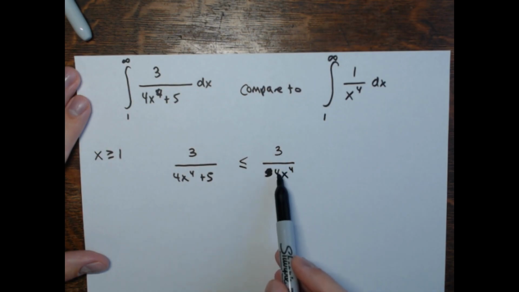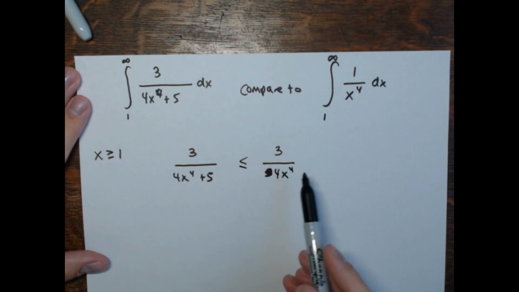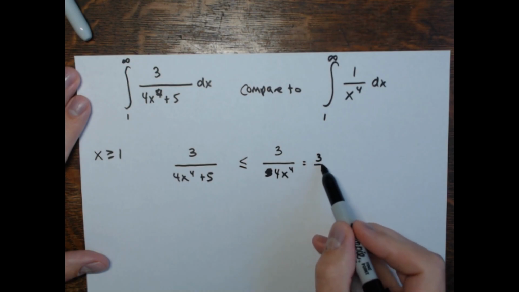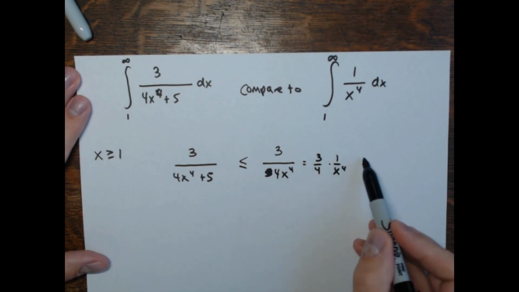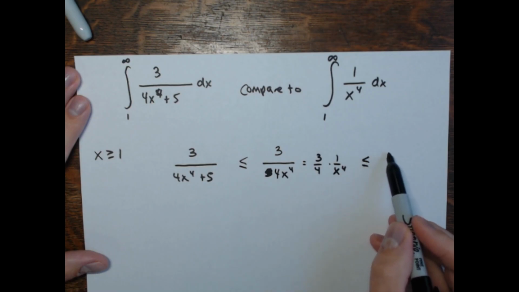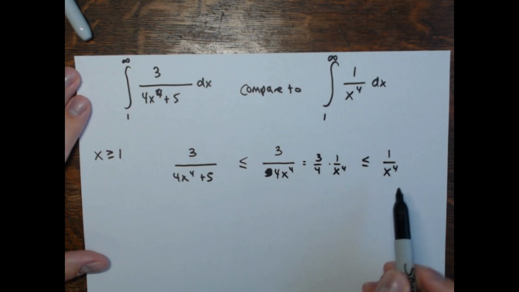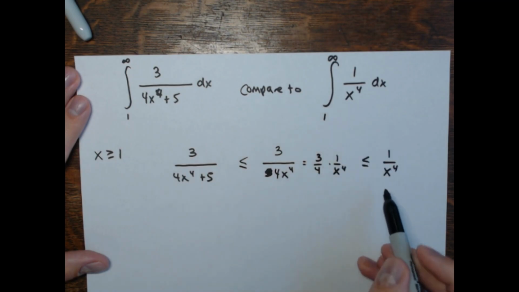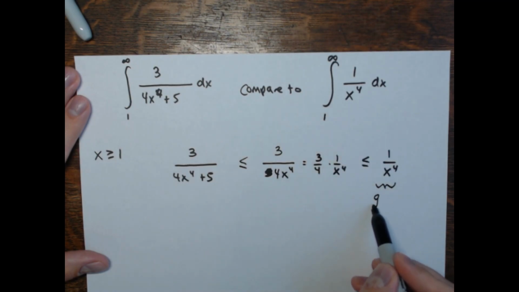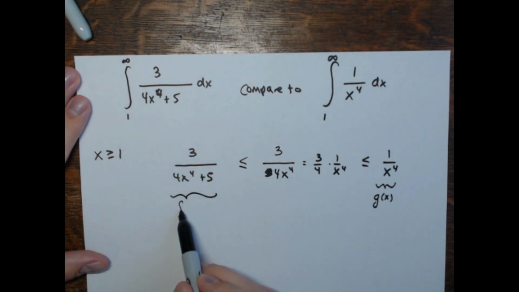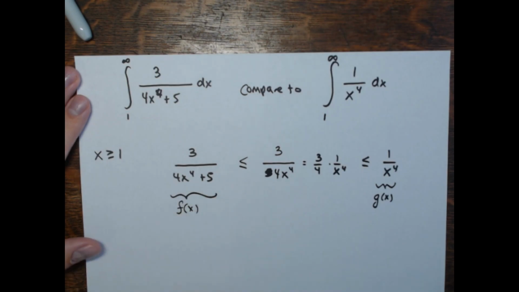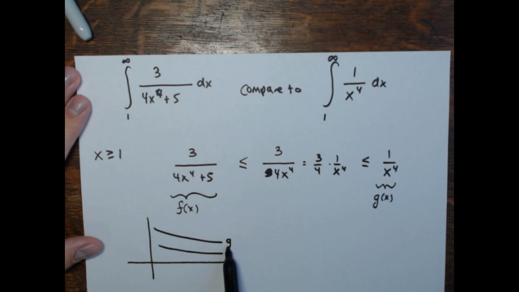And then this is 3/4 times 1 over x to the fourth. But 3/4 is less than 1, so this will be smaller than 1 times 1 over x to the fourth, right? So this time, what we're comparing to is the larger one. So I'm going to call that g. We're calling the larger function g all the time here, and the one we were starting with was the smaller one. Right? So again, here's g, if g is on top, f's on bottom.